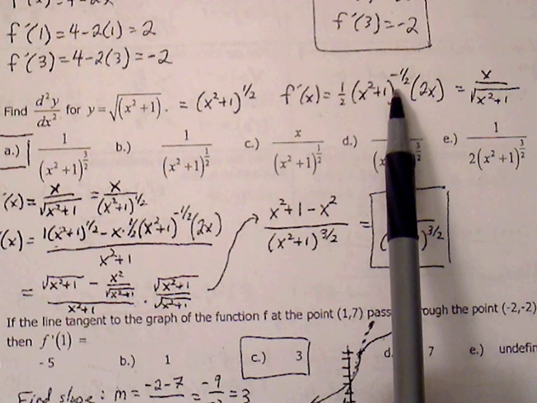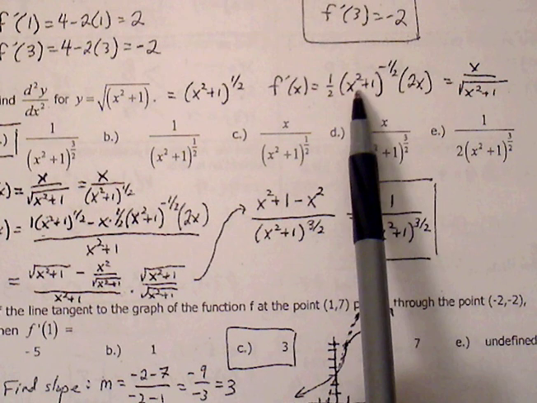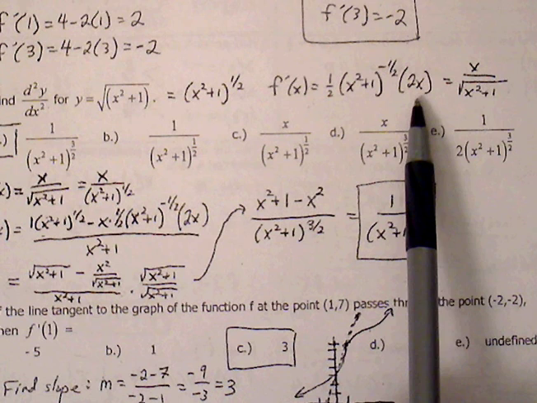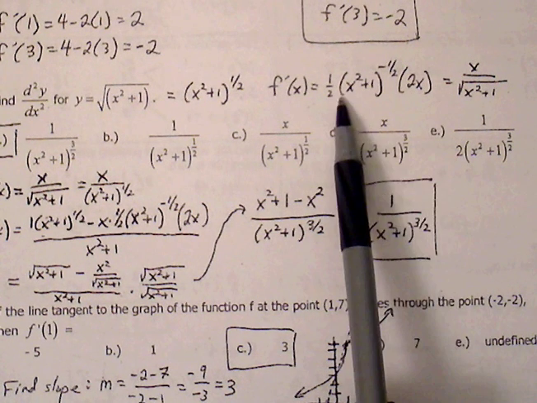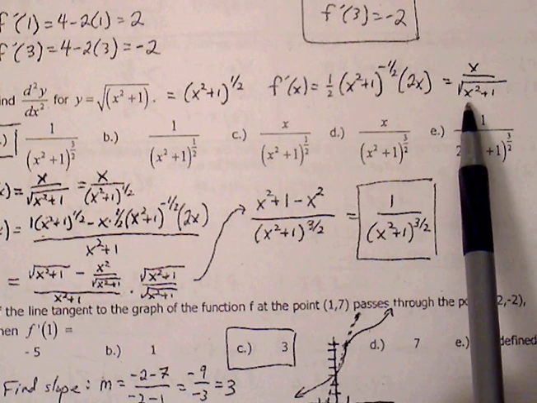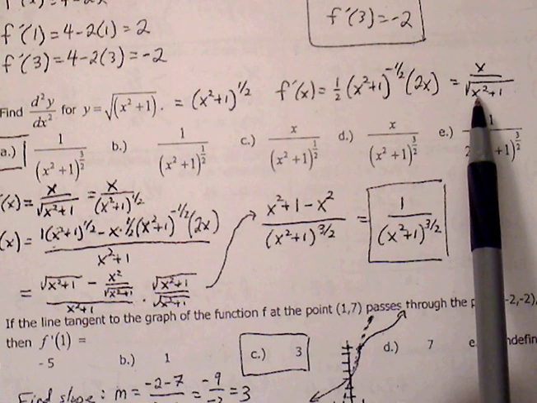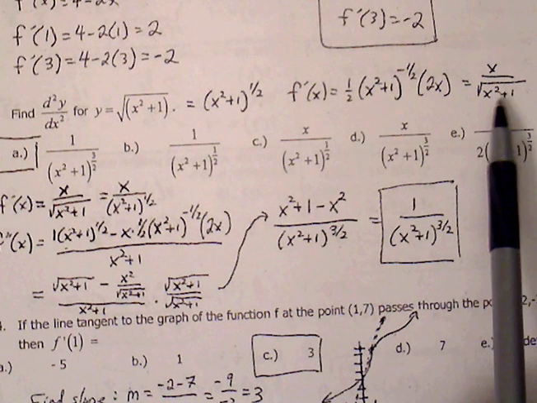Now we have to multiply by the inner function's derivative, with this being a composite function. So the derivative for x squared plus 1 will simply be 2x. So that's times 2x here. And then we clean this up a bit. The 2's cancel out. The x squared plus 1 goes down to the denominator. So we have x over root x squared plus 1. Okay, so here's our first derivative.